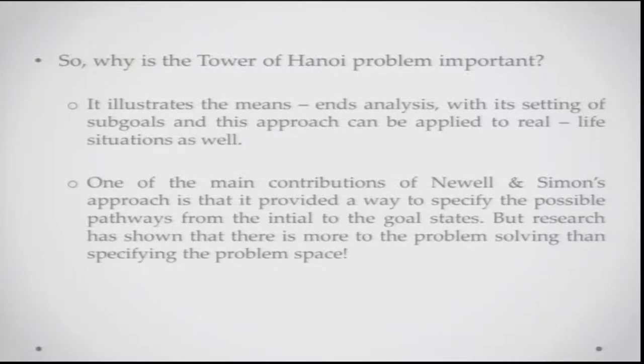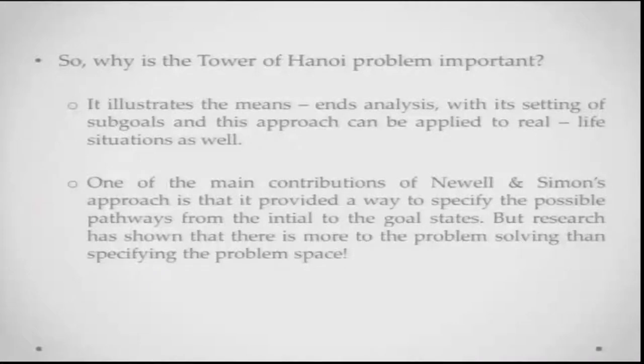One of the main contributions of the Newell and Simon approach is that it provides a way to specify the possible pathways from the initial state to the goal state. You take this step, you are moving further from the goal state. You take this step, you are moving closer to the goal state. But research has shown that there is obviously more to problem solving than just specifying the problem space. There are so many other things as well.